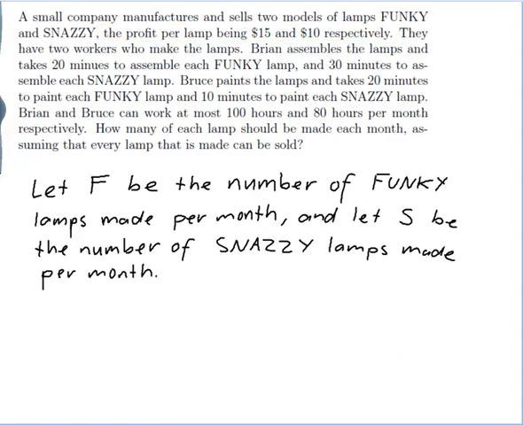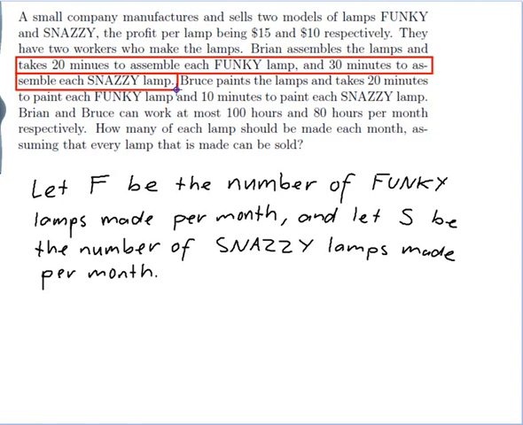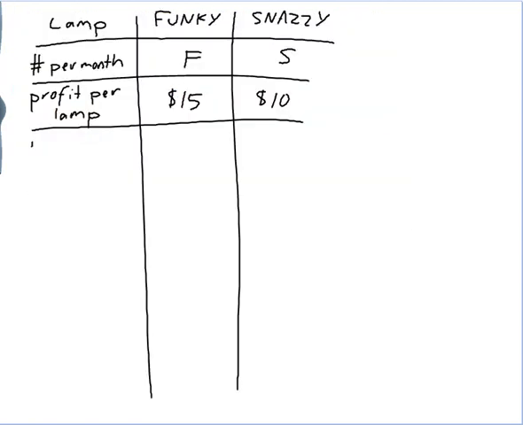They have two workers who make the lamps. Brian assembles the lamps and takes 20 minutes to assemble each Funky lamp and 30 minutes to assemble each Snazzy lamp. I can put that information in. Also, time to assemble per lamp is 20 minutes and 30 minutes.